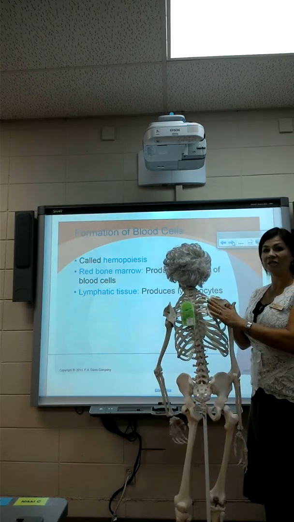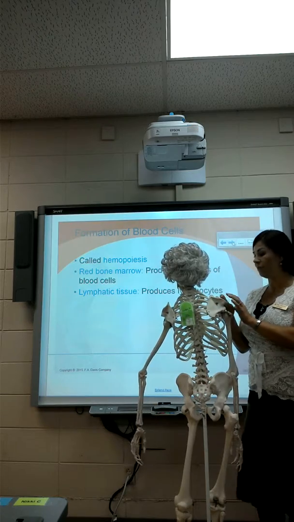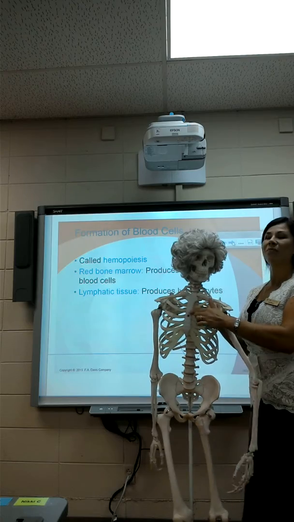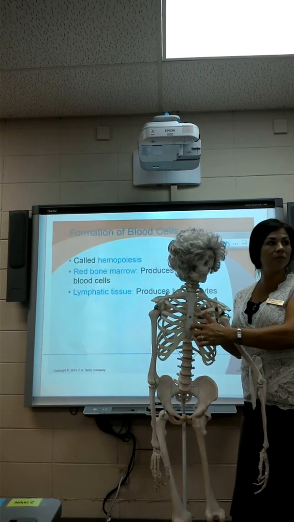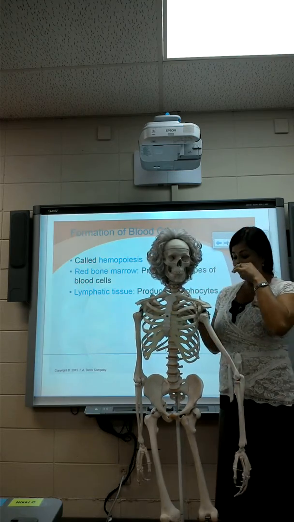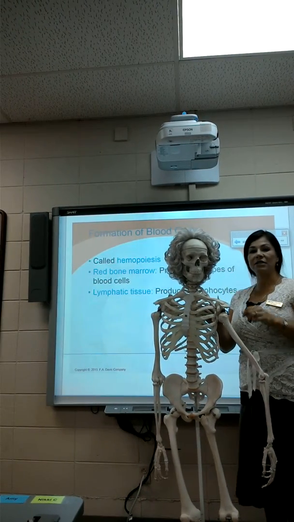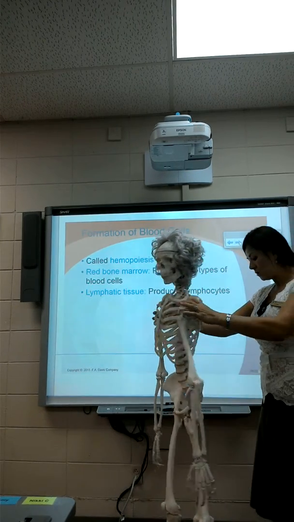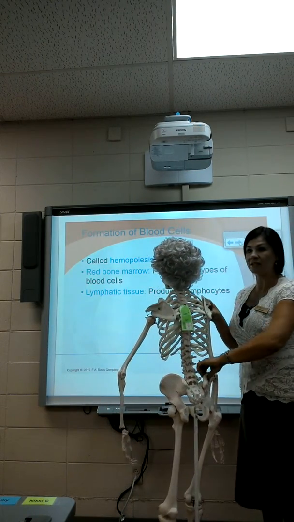Flat bones would be your scapula; we have red bone marrow there. Our sternum, we have red bone marrow. The cranium, those are flat bones. Even the clavicle is considered a flat bone. Now, irregular bones, the pelvis is a big one too.